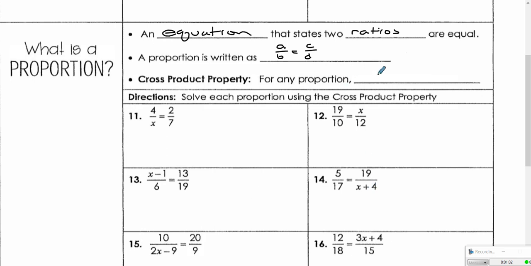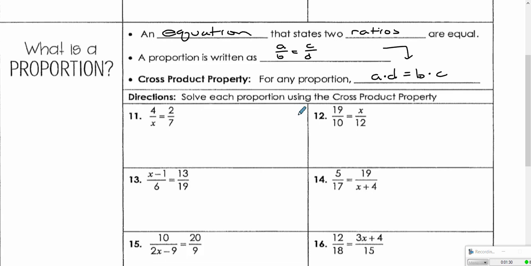Okay, for any proportion, say using this one here, see this A and this D, you could say A times D and then B times C. So this is called the cross product, cross multiplying, sometimes we call it multiplying across, and it makes a new equation. So I'm going to do one example here, and then you'll get the idea.